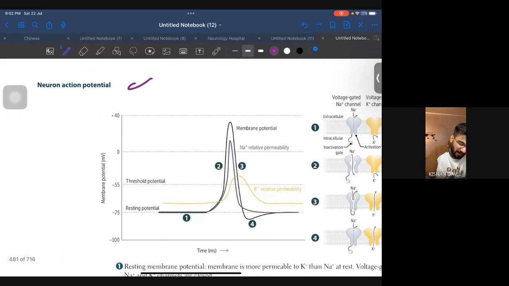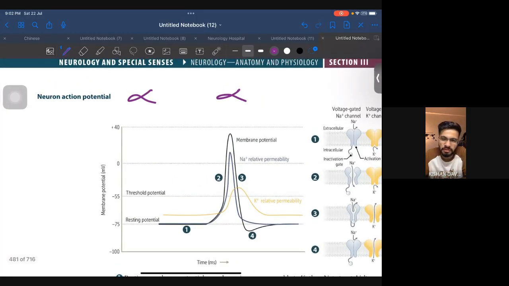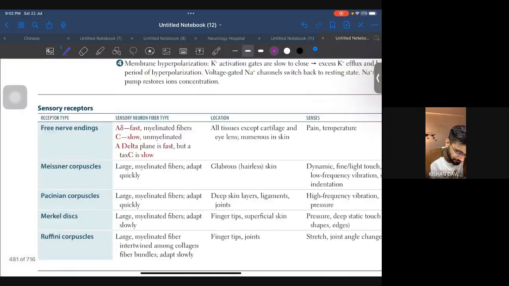Neuron action potential, avoid it. No need to do it. It is just the basic action potential that you study in physiology for cardiac and neuro, everything is the same. Depolarization by sodium, repolarization by potassium. That's it, nothing else. So you can avoid this.